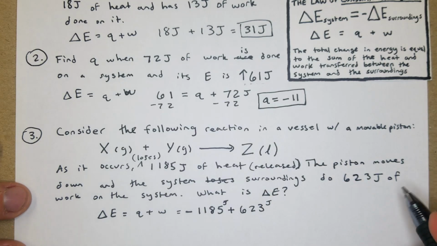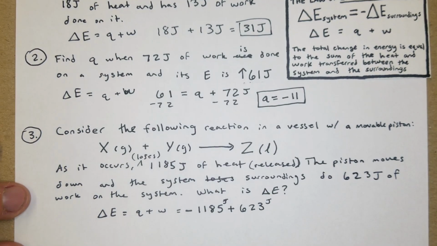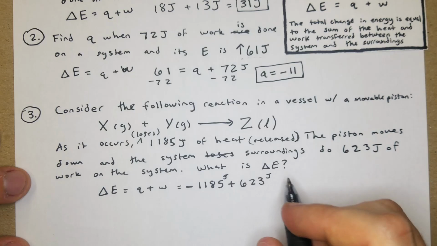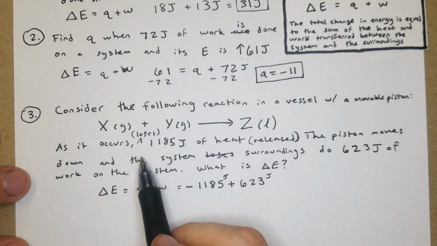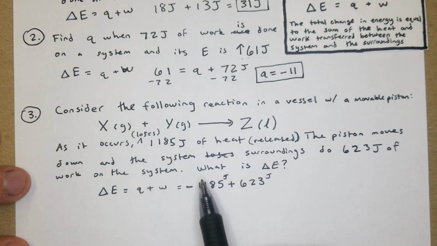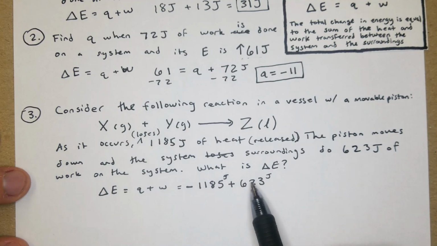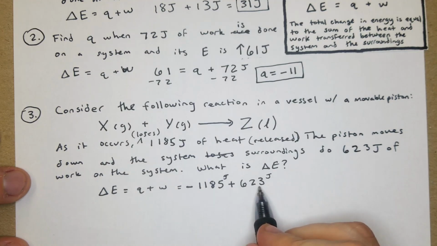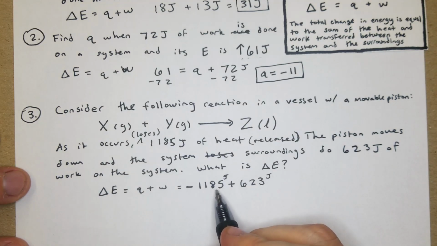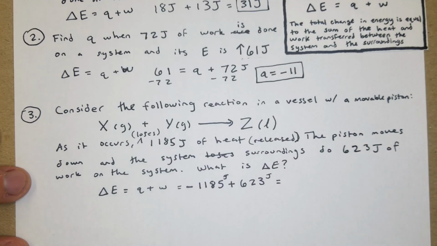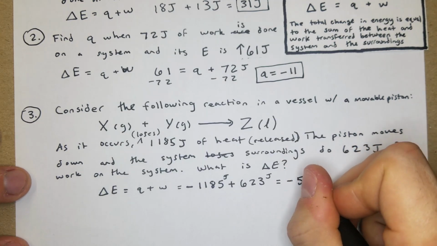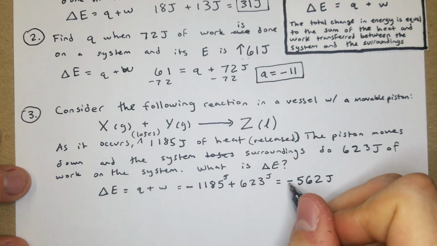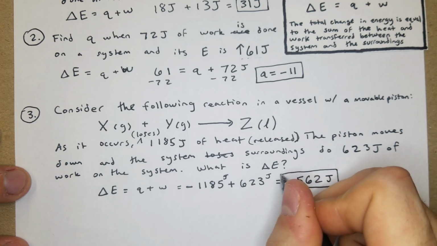The thing you really want to be careful with is knowing when you should have a positive and when you should have a negative. It's usually always based on the system. If the system's losing, it's exothermic, so it's going to be negative, and the reverse is happening if work is done on it. That's why we have a positive 623 and a negative 1,185. So what we get is negative 562 joules. That's our delta E.